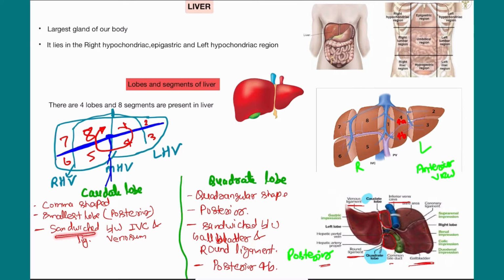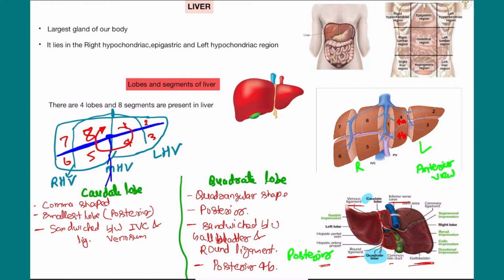The caudate lobe is present sandwiched between the inferior vena cava in the right portion and the venous ligament in the leftmost portion of the liver. So it is a sandwich between the inferior vena cava and the ligamentum venosum. And the quadrate lobe is present between the gallbladder in the right portion and the round ligament or ligament of teres in the left portion. Also the quadrate lobe is present behind the 4b segment.